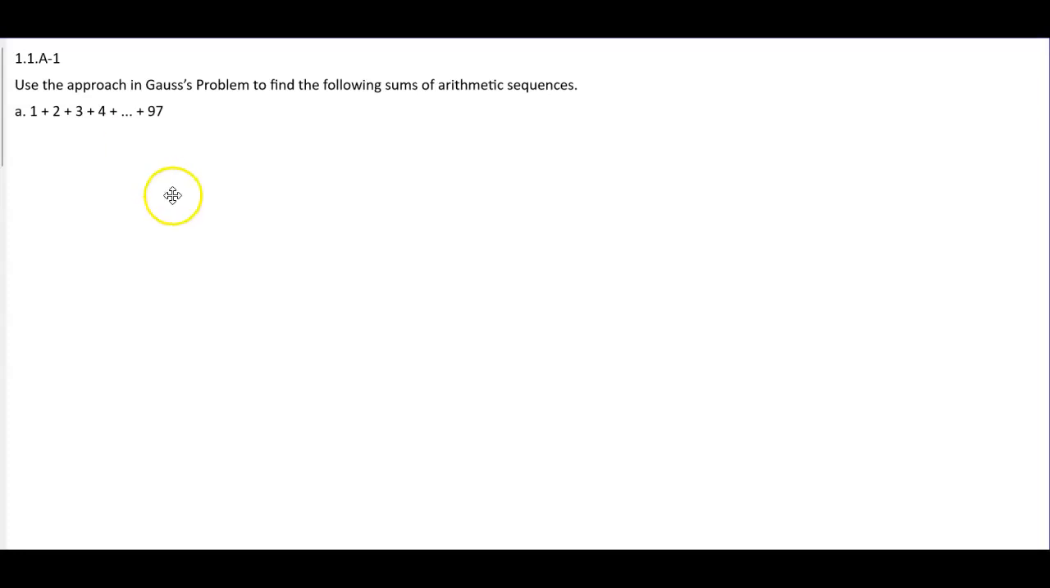Now, let's take a look at this. If we take a look at this sequence, if we add the sum of the first and last term, 1 plus 97 is going to give us 98. Notice that is the same sum of the second term and the second to the last term. If we take 2 and then add 96, again, it's going to give us 98. Now, notice that this pattern continues for the third term and so on.